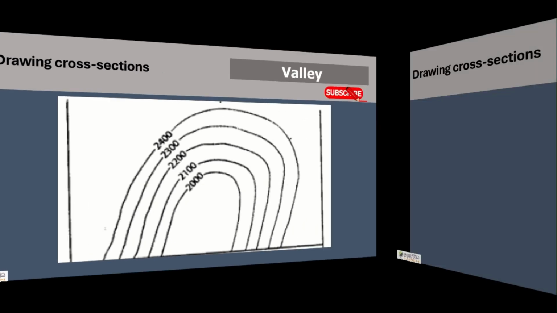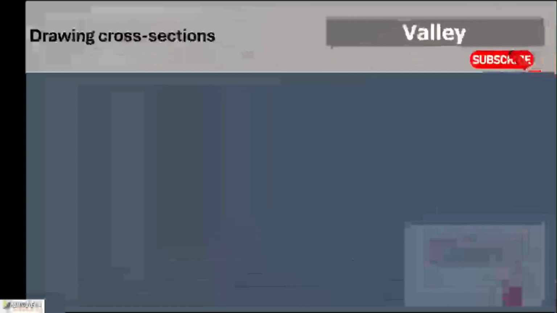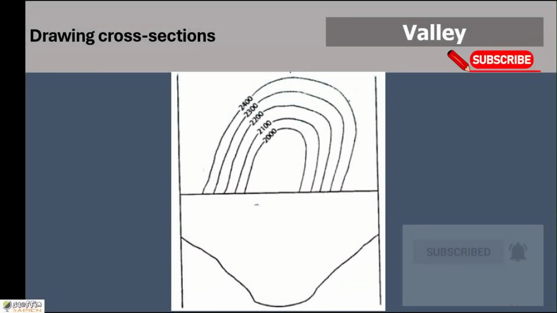If we draw the shape of the land, the cross section, we will get the shape like this. Look at the middle line, there is 2000 meters of height, and the dot will go at the bottom of the graph sheet. Next one is 2100, so it will be a little above that, a little outward. Next one is 2200, it will be a little above and a little outward. And finally, the shape that we are going to get is the shape of a valley.